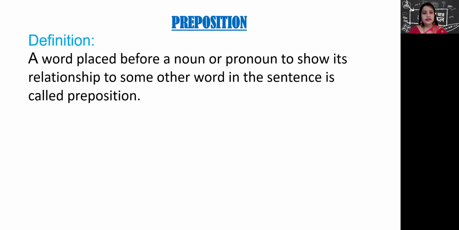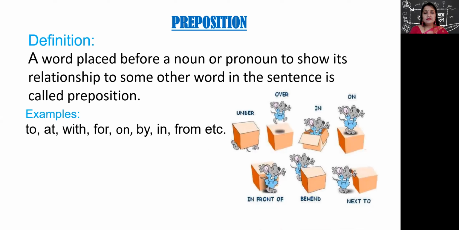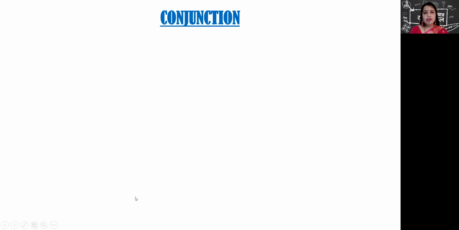Preposition. Next one is preposition. A word placed before a noun or pronoun to show its relationship to some other word in the sentence is called a preposition. Understand, my dear students? Here are some examples of preposition: over, under, in front of, behind, next to, etc. To, at, with, for, on, by, in, from, etc. All are examples of prepositions. The cat is on the table. Here, on is a preposition. Understand, my dear students?